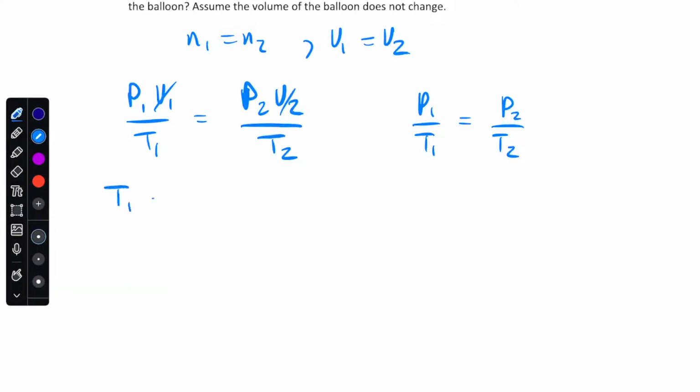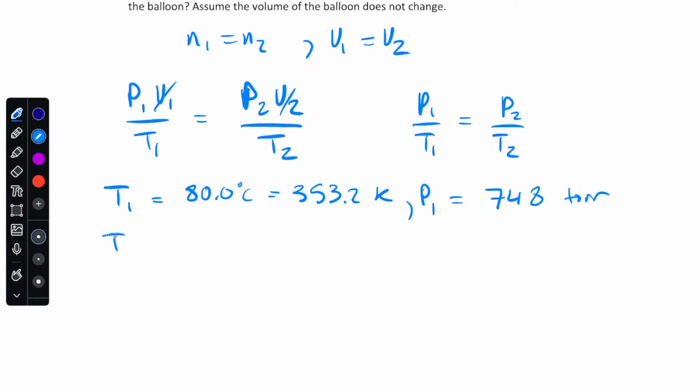At T1, the temperature is equal to 80.0 degrees Celsius, which converting to Kelvin is 353.2 K. The pressure was equal to 748 torr for P1. Then we go to a new temperature, T2, which we don't know, and the new pressure, 736 torr.